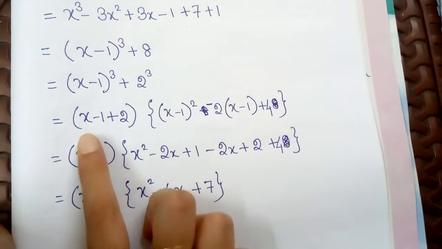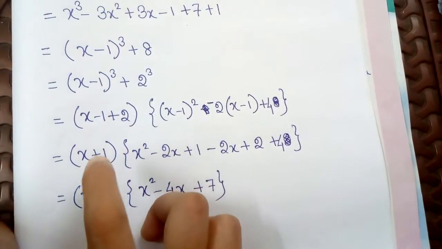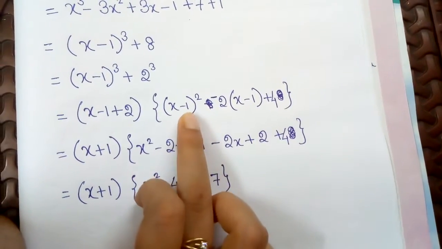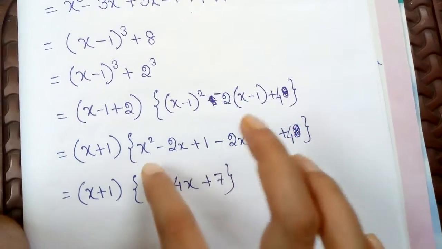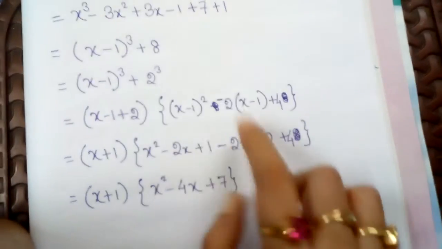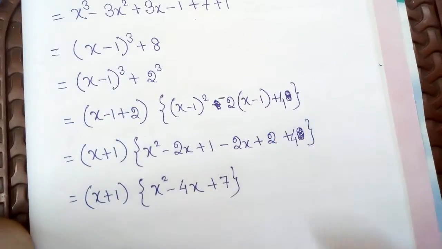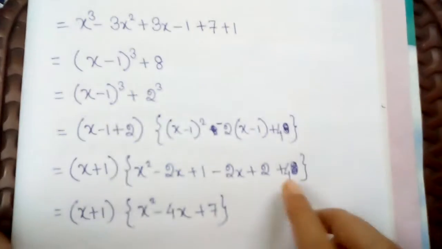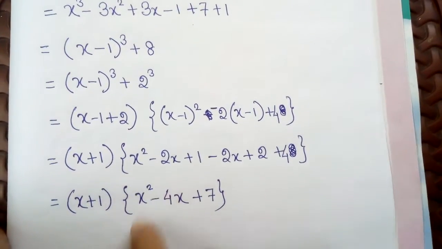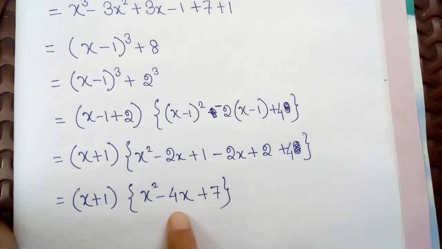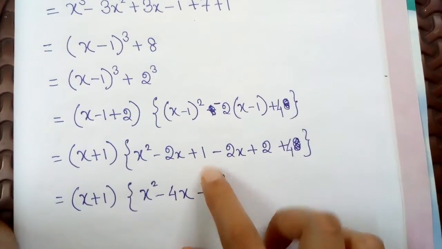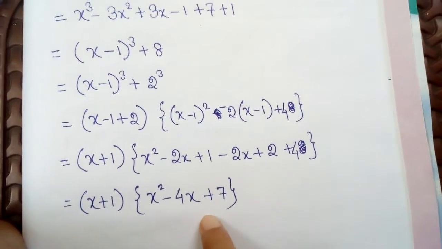So x over here, plus 1 minus 1 will be subtracted and the sign will be plus. So x plus 1. So over here (x minus 1) whole square, that is x square minus 2x plus 1, minus 2x minus, minus plus 2 into 1, 2. So I have written 2 plus 4. So (x plus 1)(x square minus 2x minus 2x gives me minus 4x, 4 plus 2, 6, 6 plus 1, 7). So this is my ultimate answer.